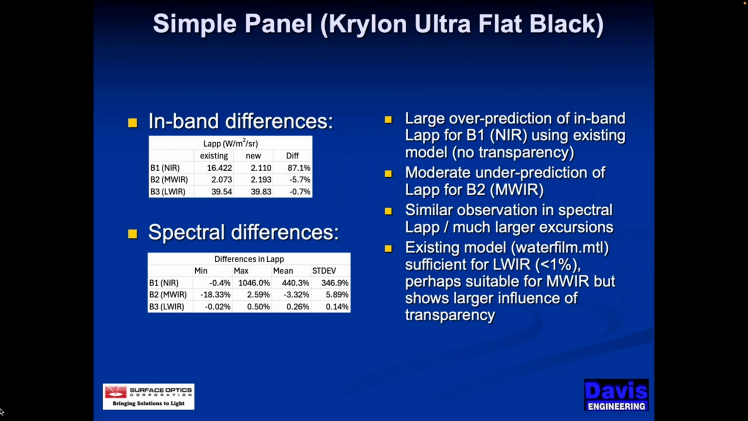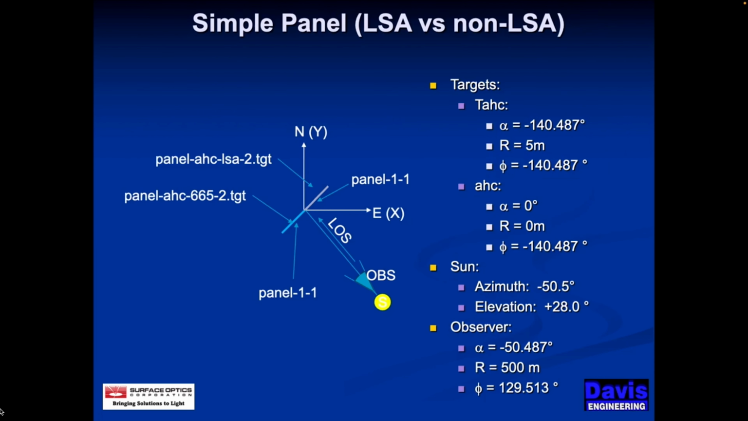But if you look at the numbers, you can see it. So the near infrared band, huge overprediction. Mid-wave is a little bit underpredicted, and then the long wave is probably accurate enough.